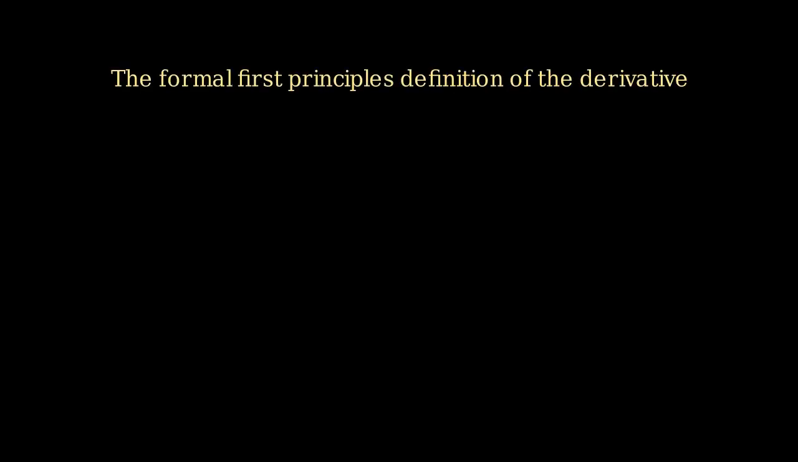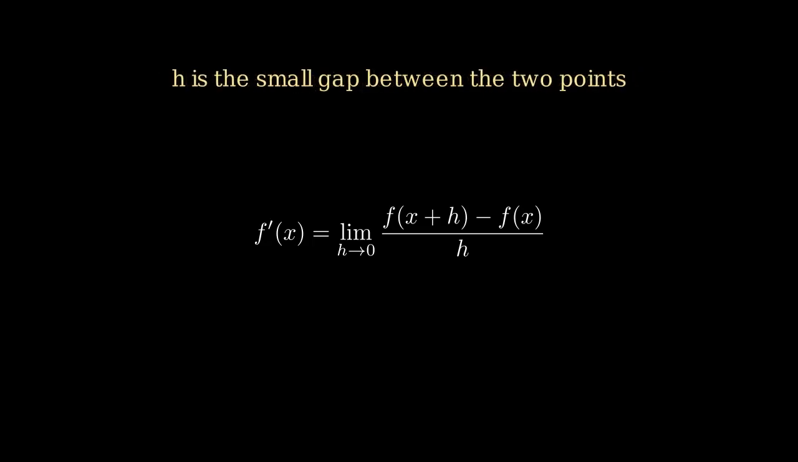This idea has a formal definition. f prime of x equals the limit, as h goes to 0, of open bracket f of x plus h minus f of x close bracket divided by h. Here, h is the small horizontal gap between our 2 points, and this whole expression is exactly the chord gradient as that gap shrinks to nothing.